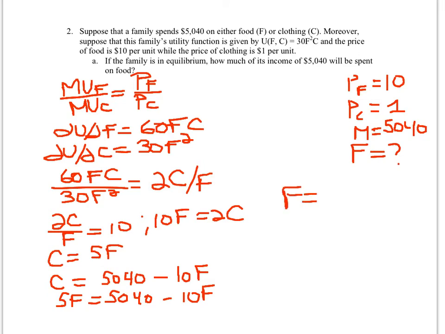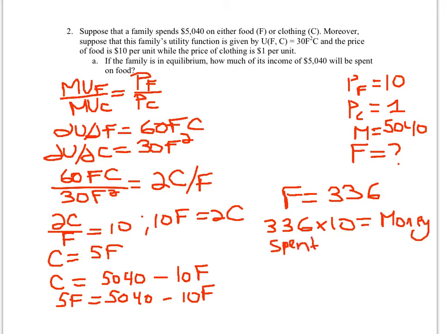F is going to be equal to 336, and the amount of money they will spend is going to be 336 times 10. That tells you money spent on food. All right, so they will spend $3,360 on food. So that's the answer to the first part of the problem. Now let's see if you can give it a try to the second part.